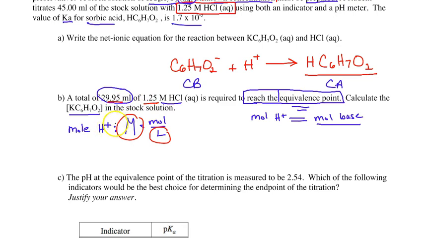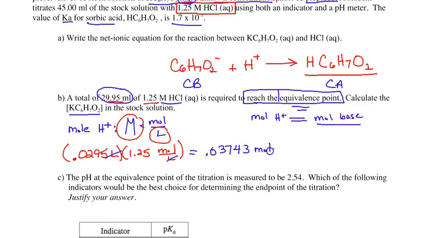We saw this in precipitation analysis. We'll take our 0.0295 liters. I'm just converting the milliliters to liters because molarity is in moles per liter. I'm going to multiply it by the molarity, which is 1.25, and molarity is actually moles over liter. And we can see, party people, that the liters cancel. We're left with moles, and 0.0295 liters times 1.25 gives me 0.03743 moles of H plus.